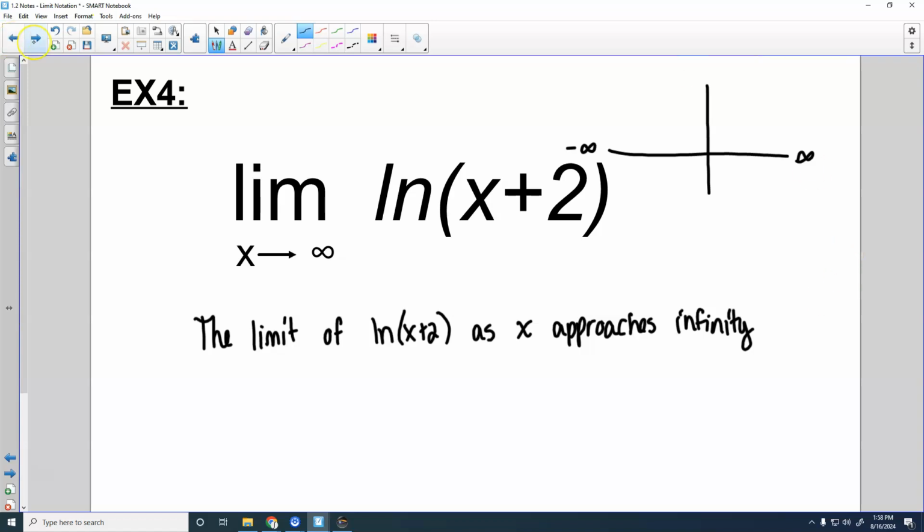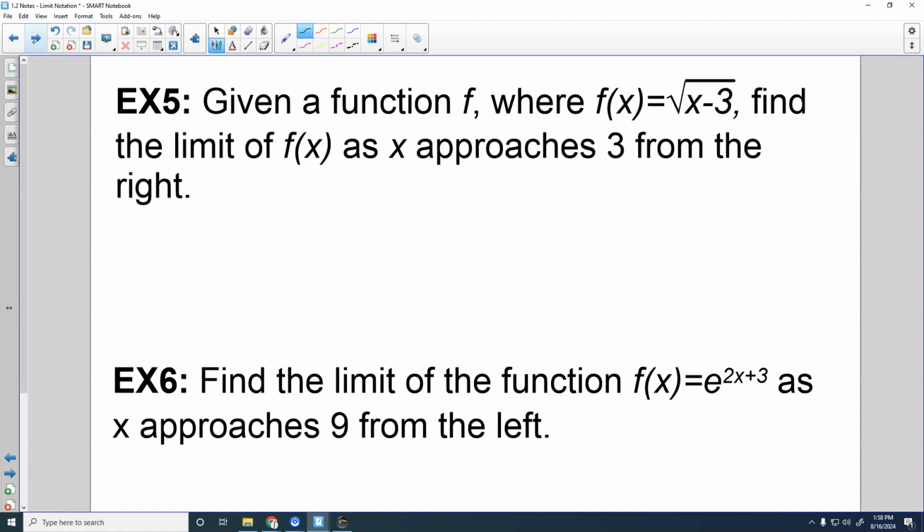All right, so I think what's probably a little trickier for these is going from the words to the limit notation. Some of them are still not all that bad. A few of these I think are a little bit trickier. So for 5, it says, given a function f, where f of x equals the square root of x minus 3, find the limit of f of x as x approaches 3 from the right.